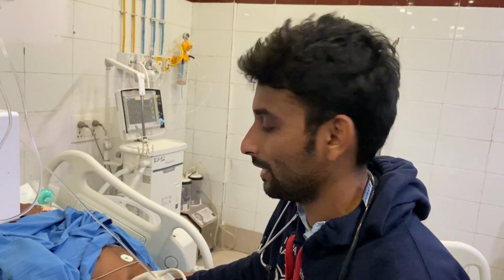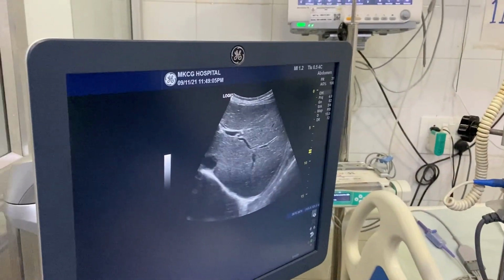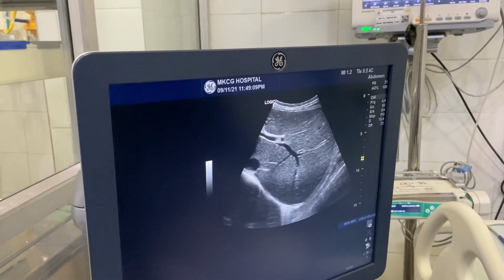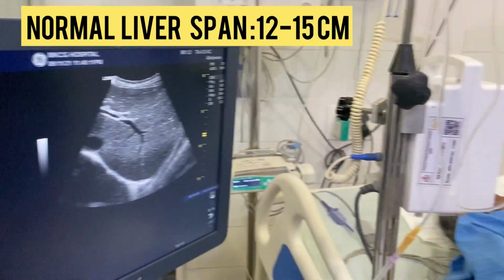So let's see the liver span. We'll be coming to this area. So this is the right lobe of the liver. First we saw the left lobe of the liver, and now it is the right lobe of the liver. So I have to see the liver span. Though I already told you the normal liver span is 12 to 15 centimeter, let's see how much liver span this patient is having.